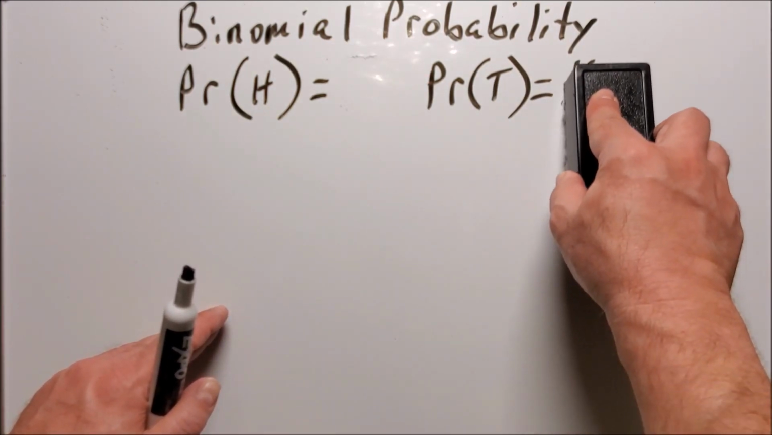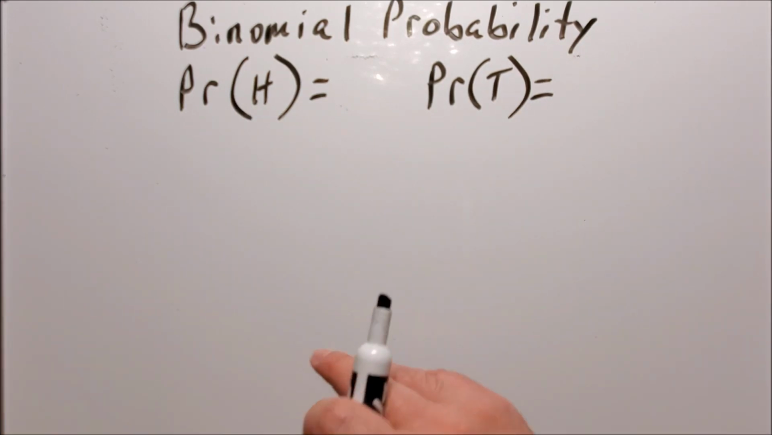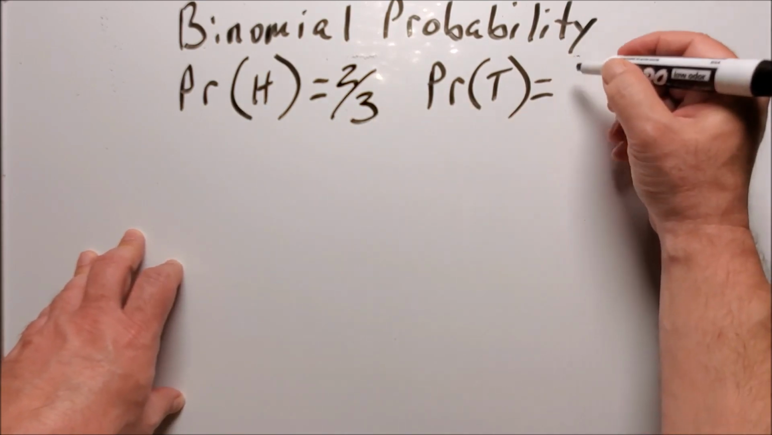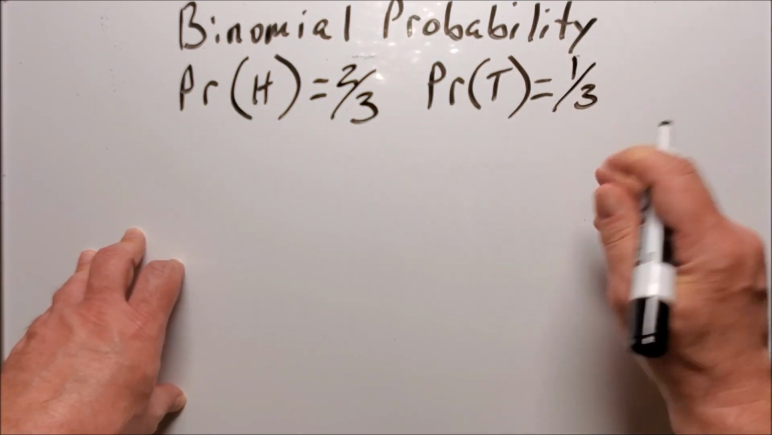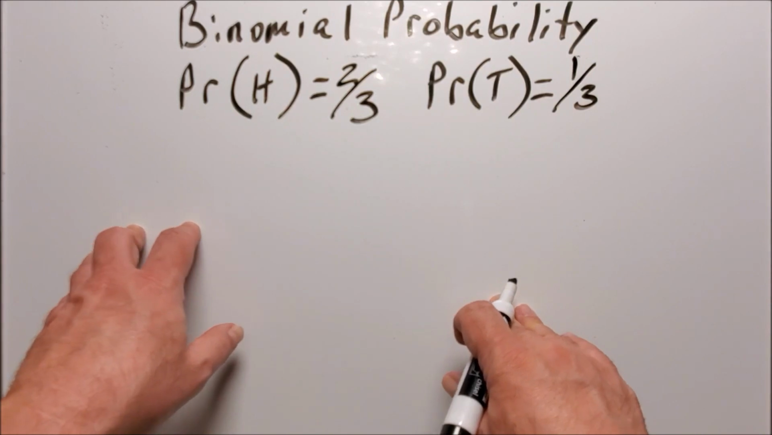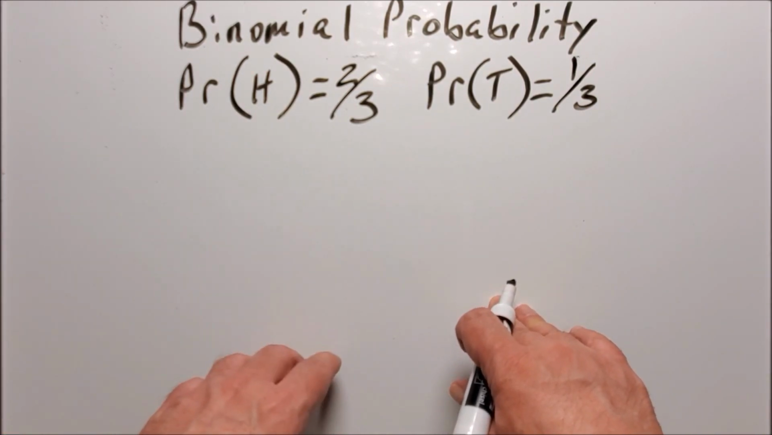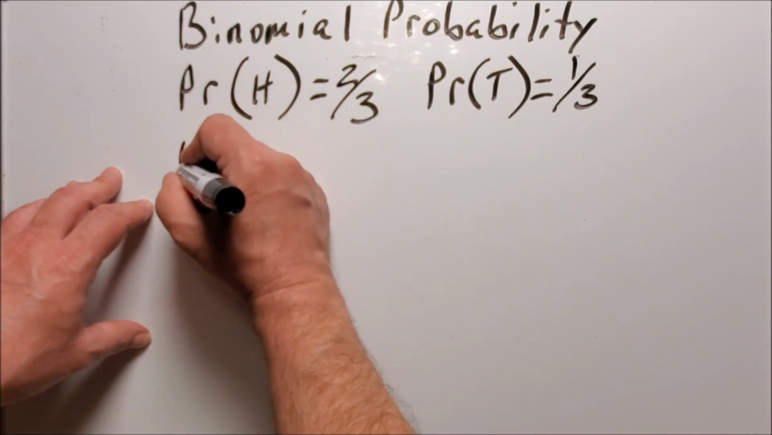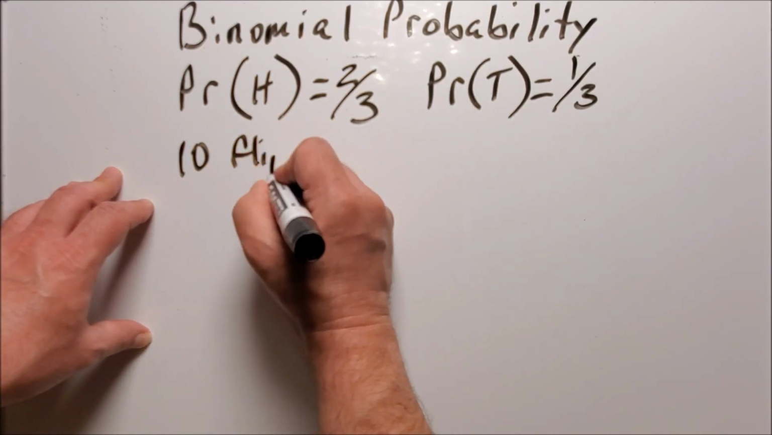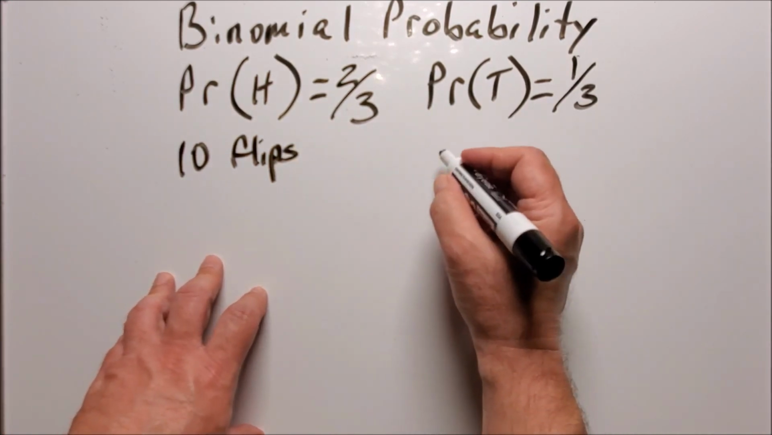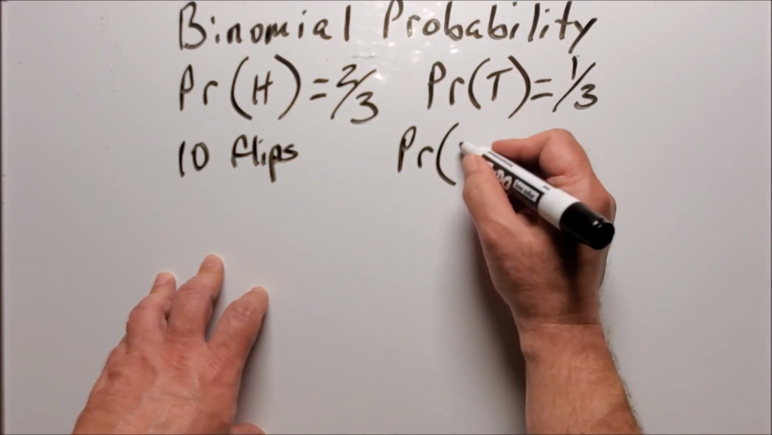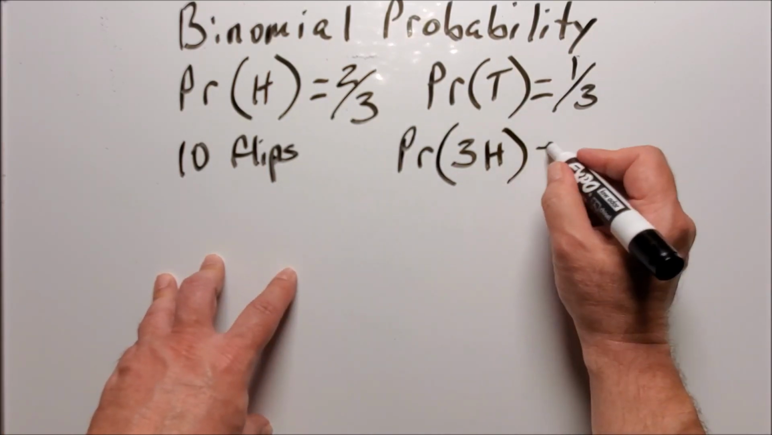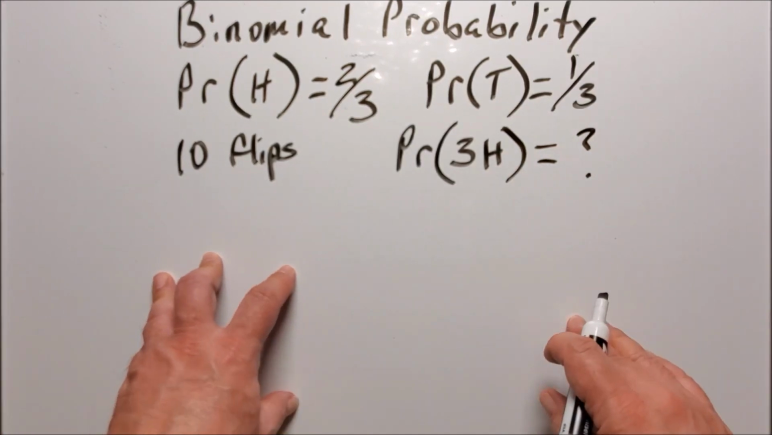So let me go ahead and fill in some different probabilities. I'm going to reuse a probability distribution that we used in my geometric probability distribution video. Let's imagine that we have a coin where the probability of heads is 2/3, and that would make the probability of tails 1/3. And I want to say, out of 10 flips, what's the probability that we would get exactly 3 heads? Now that's kind of a difficult problem. We're going to have to tackle a number of issues to be able to do that.